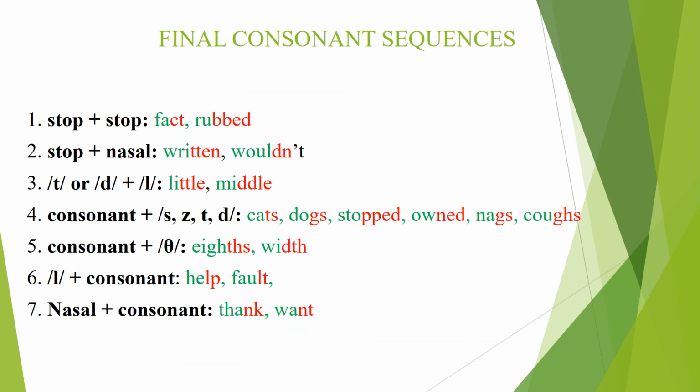Now, these are the types of final consonant sequences that come at the end of words. Stop plus stop, like fact and rubbed. Stop plus nasal, like written, wouldn't. Te or de, followed by le, little, middle. A consonant, any consonant, plus or followed by se, ze, te, and de, like cats, dogs, stopped, owned, nags, coughs.